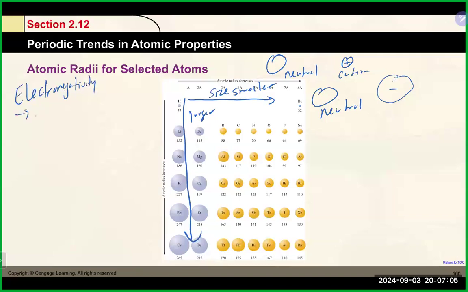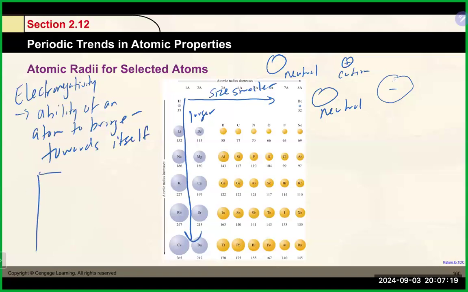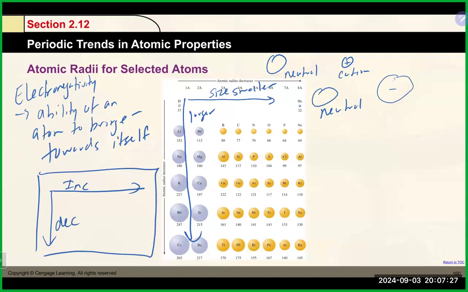And electronegativity is the ability of an atom to bring electrons towards itself. And on the periodic table, electronegativity increases as you go up and to the right, decreases as you go down. Our friend fluorine is the most electronegative element you could have. So fluorine is the most electronegative element that you could have in this case.